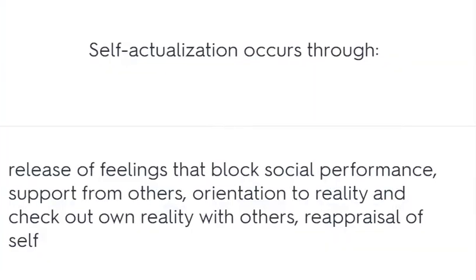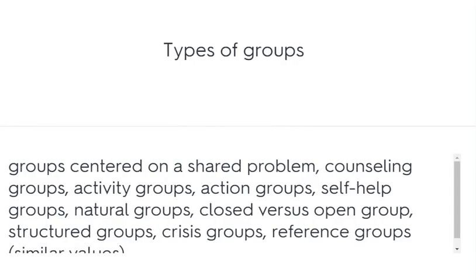Self-actualization occurs through release of feelings that block social performance, support from others, orientation to reality and checking out one's own reality with others, reappraisal of self. Types of groups. Groups centered on a shared problem, counseling groups, activity groups, action groups, self-help groups, natural groups, closed versus open group, structured groups, crisis groups, reference groups.